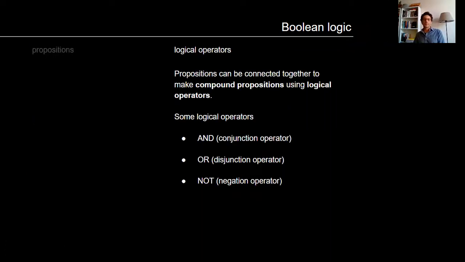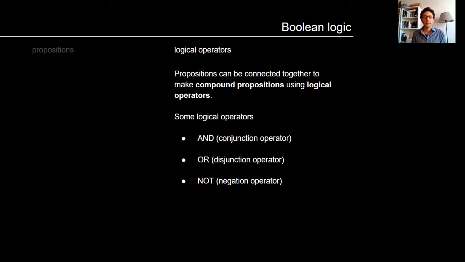Now let me come to logical operators. In the previous 3 slides, I gave you some attributes of propositions. I gave you 3 attributes of propositions. They cannot be ambiguous. They should have either true or false value, and they can be connected using operators. In the third attribute, I mentioned logical operators. So now I have to explain what I mean by logical operators. Propositions can be connected using logical operators to form compound propositions. And some of the logical operators that we will learn in this class hour are these: and, or, not operators.